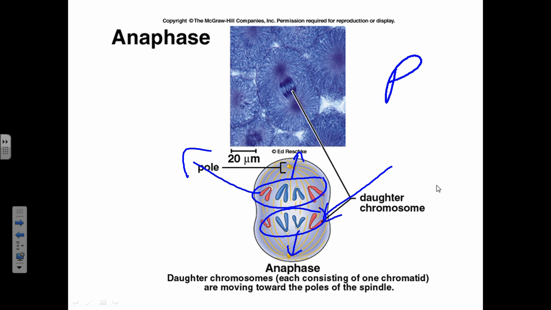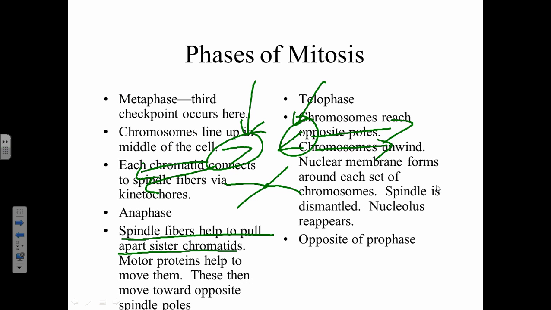Back to our acronym. Prophase, metaphase, anaphase, and the last stage of mitosis was called telophase. Some people say it telophase. I usually say telophase. So let's go back a second. During telophase, the main thing that happens is that the chromosomes make it to opposite sides of the cell. So you've got one set of chromosomes on the right, one set on the left. From there on out, telophase is pretty much the opposite of prophase.